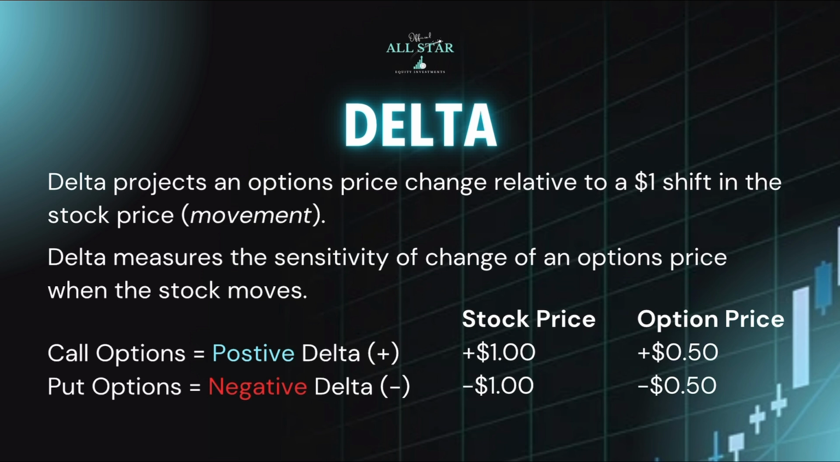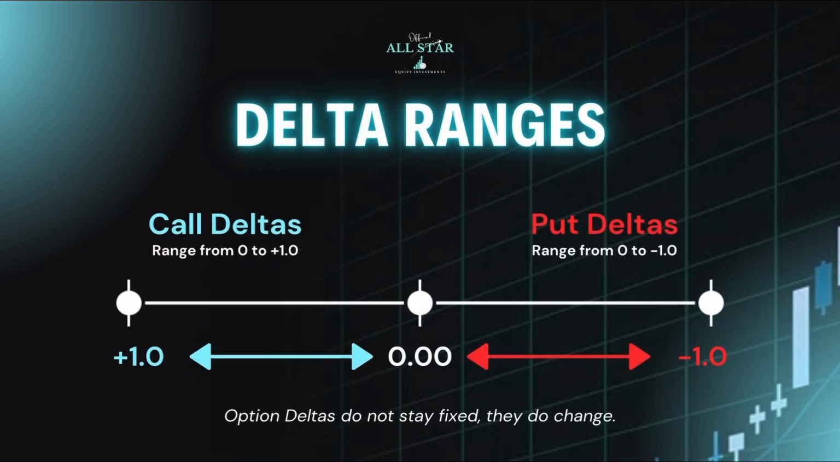So now let's look at the ranges on a scale so that you guys can see the correlation and hopefully it makes sense. Okay, so call deltas again are positive, so they range from 0 to a positive 1. On the other hand, put deltas are negative and range from 0 to negative 1. But it is important to note that deltas do not remain constant. They do in fact change because we know there's so many variables in the stock market. So I just want to be clear that these are not set to fixed values.